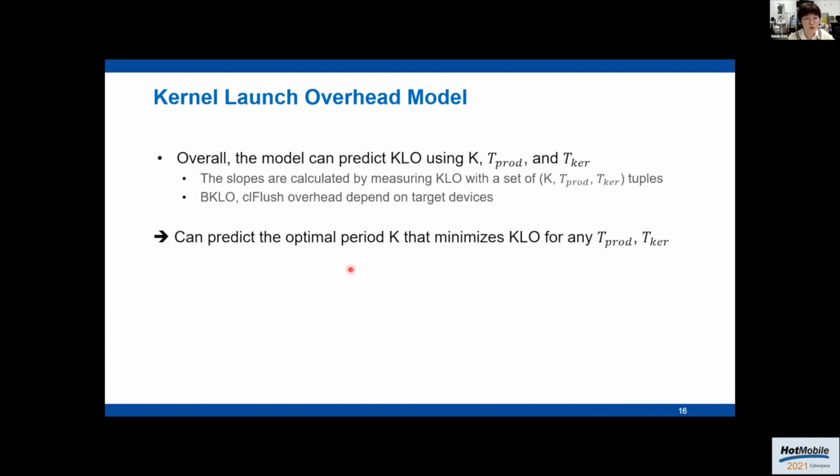In summary, the model can predict the clock using a tuple of k, tprod, tcur. It consists of two lines given k and tcur, and slopes and intercepts can be calculated by measuring the clock with a set of tuples. The shell flush overhead and base clock are target specific and are captured in the model. As a result, we can predict the optimal period k that minimizes the clock for any processing time and kernel execution time.